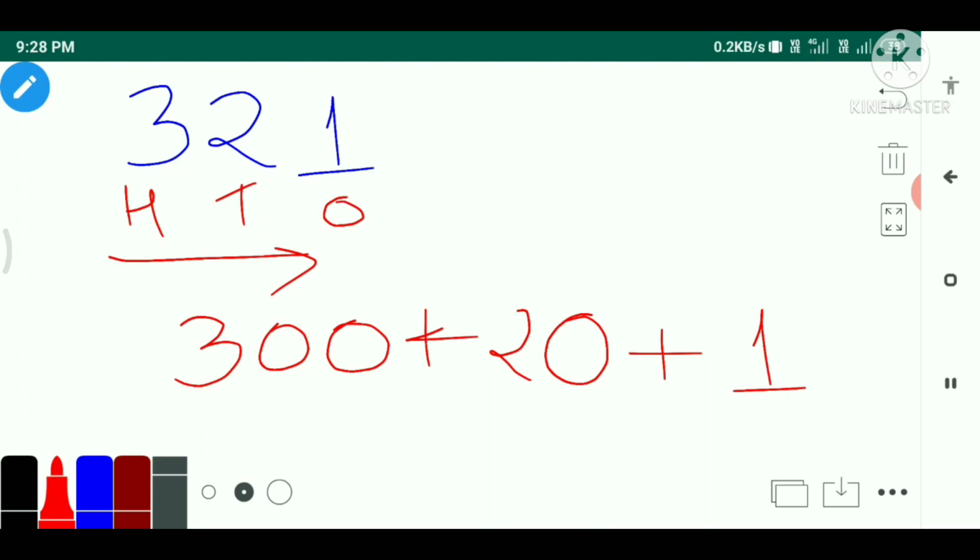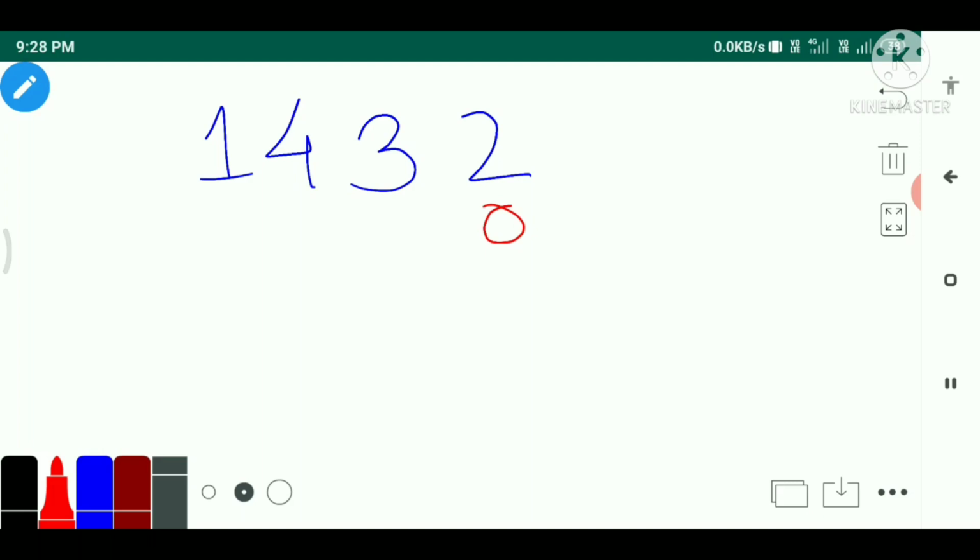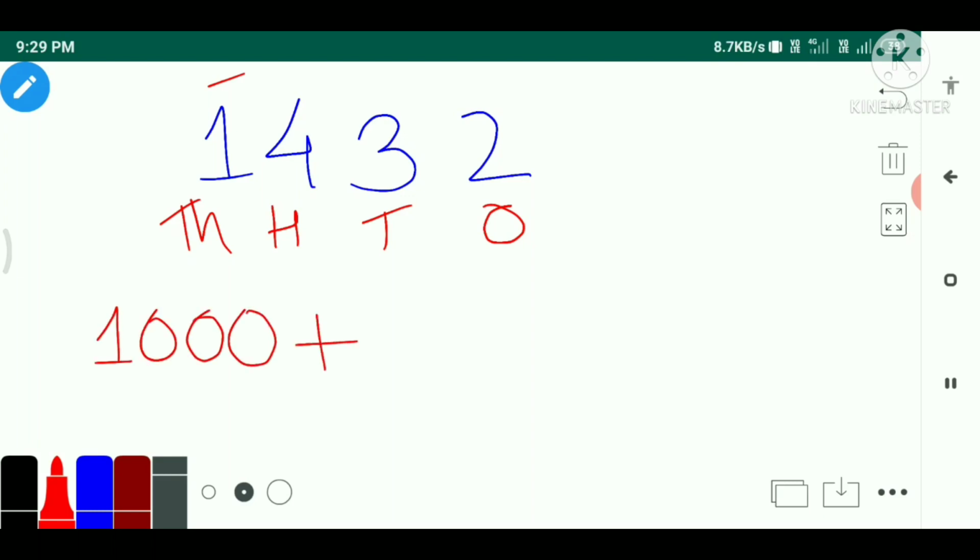So let's take another example. If I write any 4-digit number, suppose 1432. Now we'll write the expanded form of this number. So first of all we'll write the place value: ones, tens, 100, and this will be 1000. So we'll start from 1. The place value of 1 is 1000, so we'll write 1 with 3 0s. Next we'll write 4, and the place value of 4 is 100. So we'll write 4 with 2 0s.